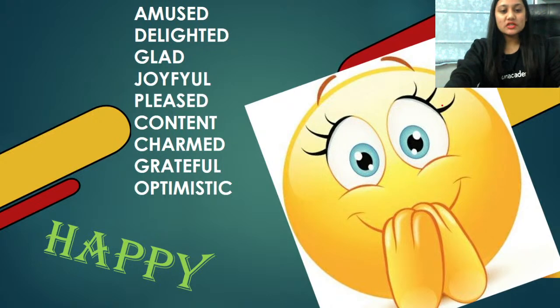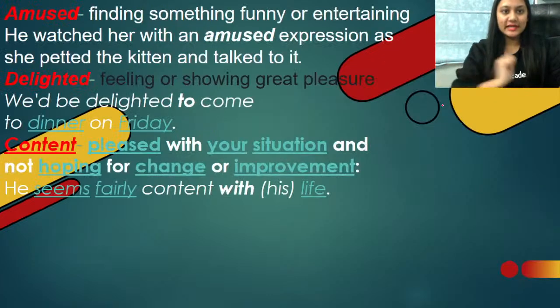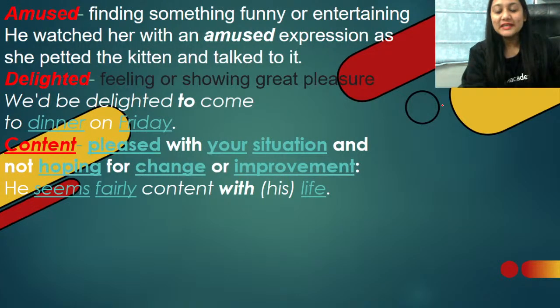I'm going to give you a definition or example of only a few of the words. So let's check out a word like amused. Amused means finding something funny or entertaining, right? He watched her with an amused expression as she petted the kitten and talked to it. So amused simply means in a delighted manner, which is entertaining and fun as well.